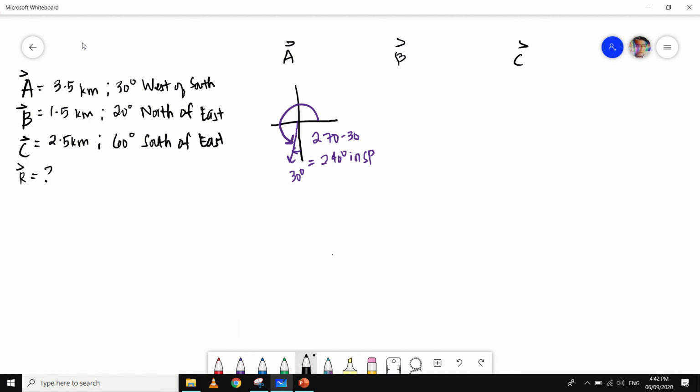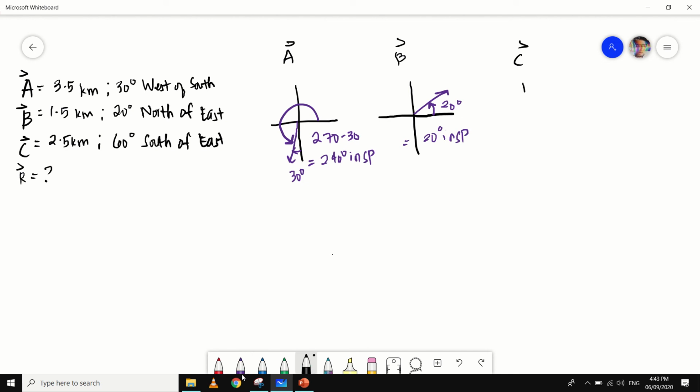Second vector, 20 degrees north of east. So from east going to the northern direction, so papunta siya dito. So this is 20 degrees. Remember that when you're given north of east, that's already in standard position. So this is just 20 degrees in standard position.